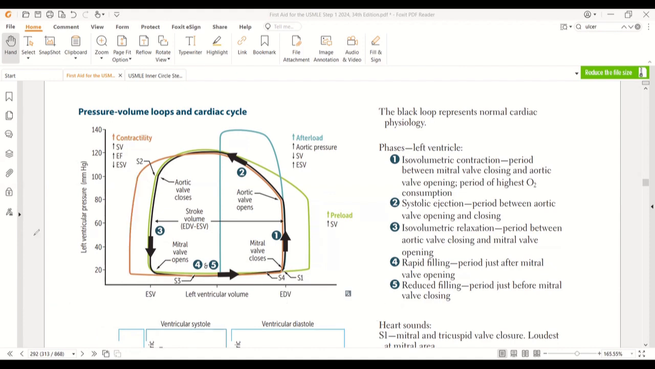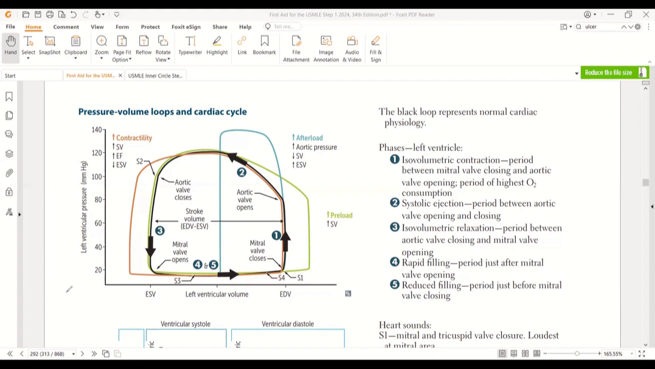So now I'm going to another thing, afterload. What do we mean by afterload? We are talking about the mean arterial pressure. In which condition is the mean arterial pressure increased? Can anybody tell me? Chronic hypertension, yes. Aortic stenosis. Aortic stenosis, hypertension. Okay.